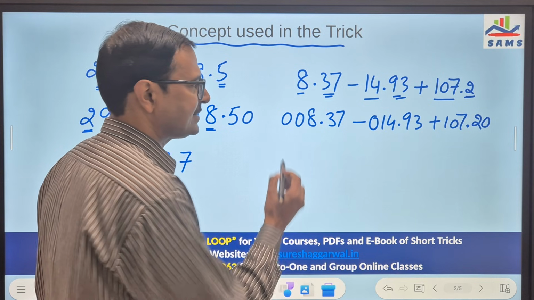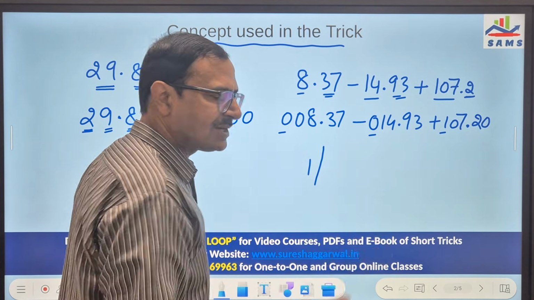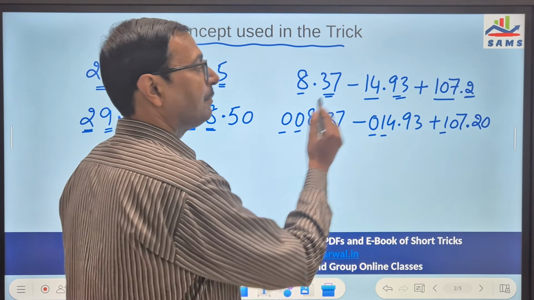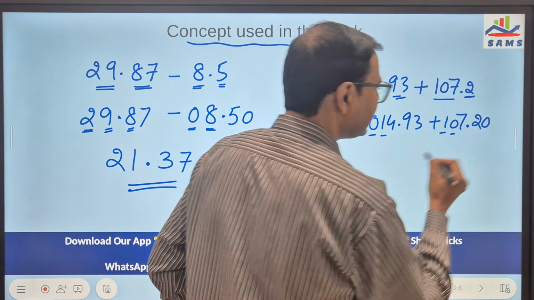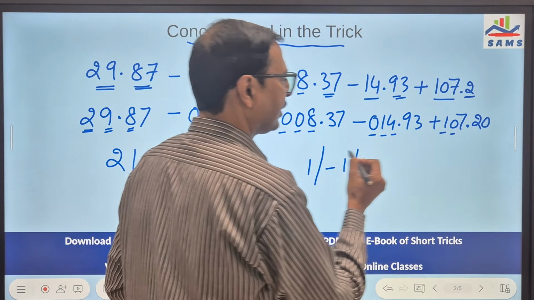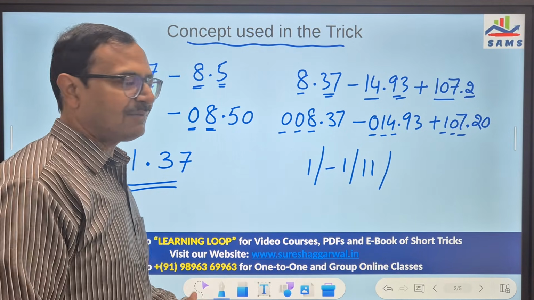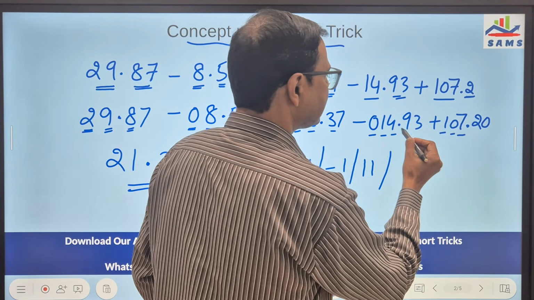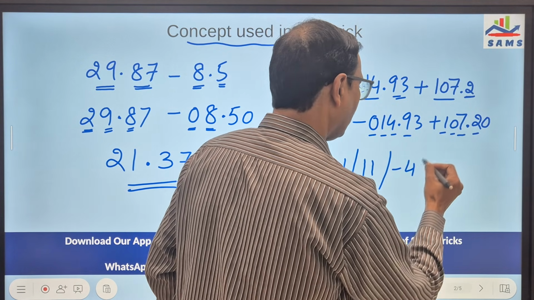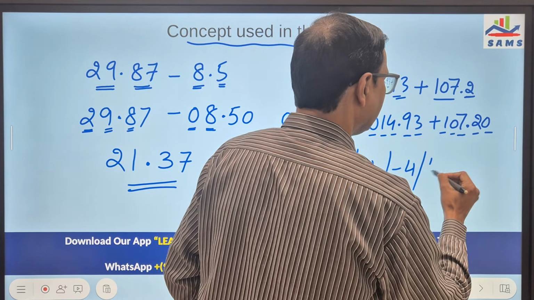Now let's do position wise. 0 minus 0 plus 1 is 1 only. I am putting a slash. There is a reason for that. So 0 minus 1 is minus 1. Minus 1 plus 0 is minus 1 only. And then 8 minus 4 is 4. 4 plus 7 is 11. And then we have the next one. 3 minus 9 is minus 6. Minus 6 plus 2 is minus 4, and then finally 7 minus 3 is 4, 4 plus 0 is 4 only.